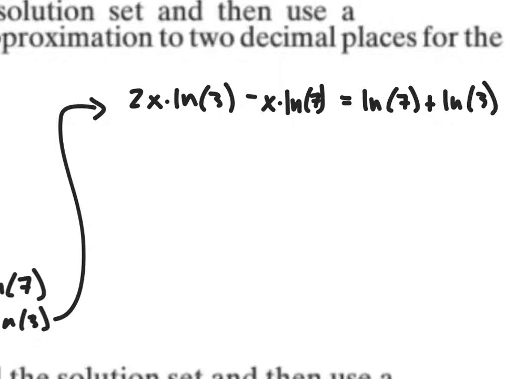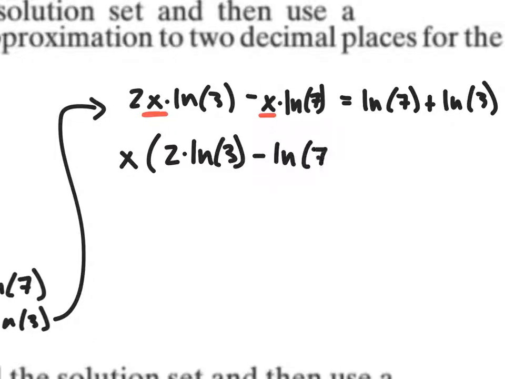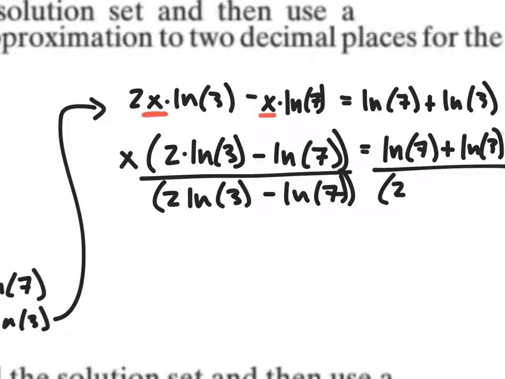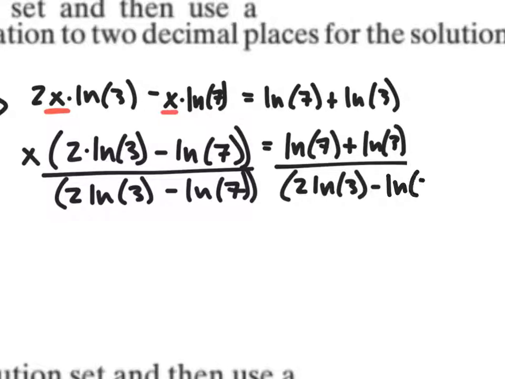Now what I can do here, and this is where it gets a little weird, is I can factor out an x from this left side. Okay, so if I factor out an x, then I'm left with 2 times the natural log of 3 minus the natural log of 7, and that's going to equal the natural log of 7 plus the natural log of 3. All right, and then I'm going to divide by 2 ln 3 minus the natural log of 7, that whole quantity, from both sides.